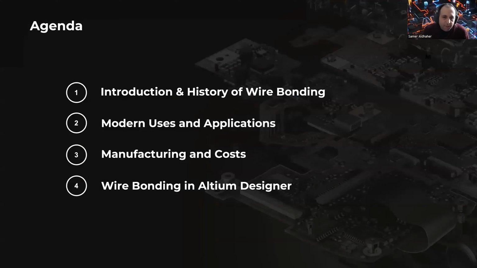In this presentation, first of all, we'll be giving a brief introduction about wire bonding, its history. We'll give some examples about where it's used and some of the recent applications of it. A brief discussion about manufacturing and perhaps costs associated. And then we'll give a live demo showing you how to use the new wire bonding feature in Altium Designer.